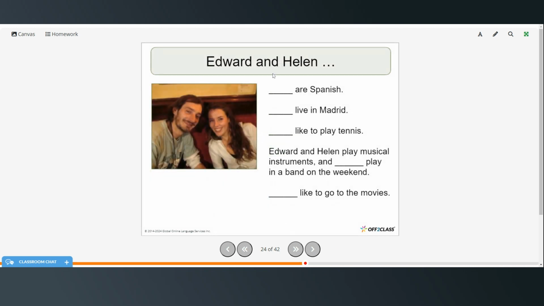So Edward and Helen, see these are two other people. So we would use they. They are Spanish.